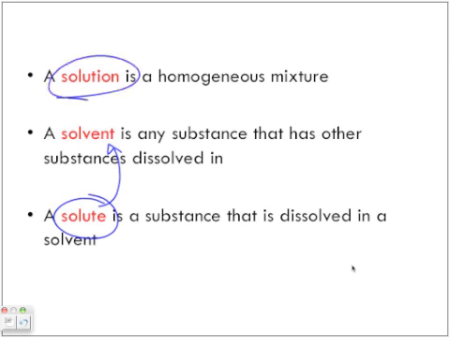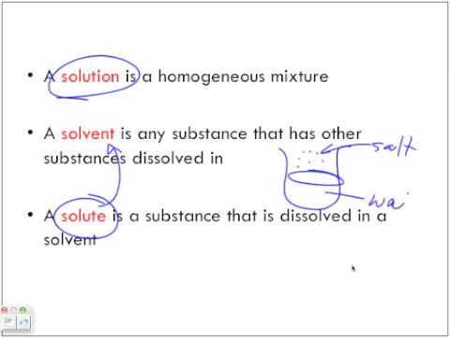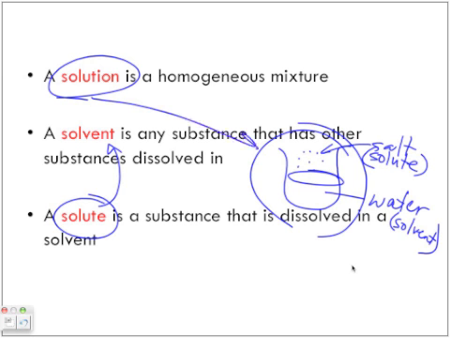Example of that, one of the most common ones I really like to use in the classroom is dissolving particles of salt into a beaker of water. So the salt that I'm adding in, the salt here is what we call the solute. The water is what we call the solvent. And this homogeneous mixture that is formed in the end is what's called our solution.